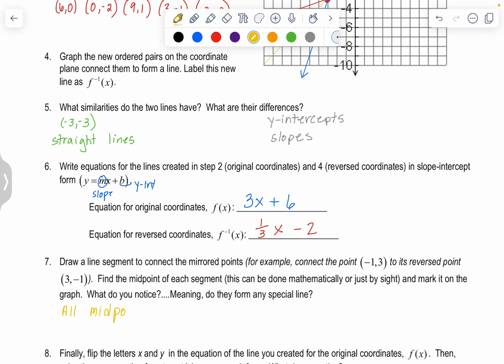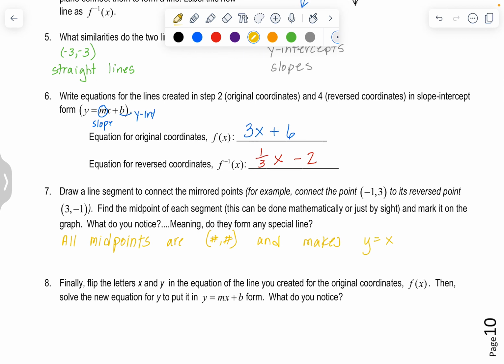All those midpoints are, the x and the y numbers are exactly the same. It's like having 1, 1 or 2, 2 or 3, 3 or 4, 4 or 5, 5 or 6, 6. And connecting them makes the line y equals x. That is so important to know. That whole y equals x thing. Super, super, super important to know.